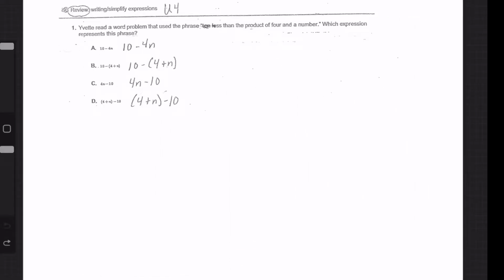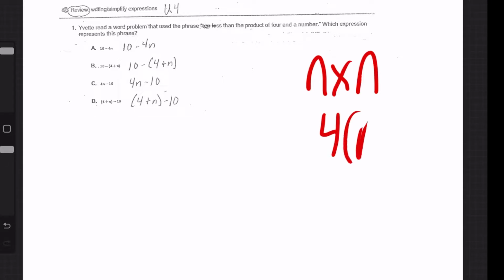Question 1 says, Yvette read a word problem that used the phrase 10 less than the product of 4 and a number. Which expression represents the phrase? First, let's look at the word product. Product means a number times a number. So we're looking for two numbers multiplied together. So the product of 4 and a number is going to be the number 4 times some number.